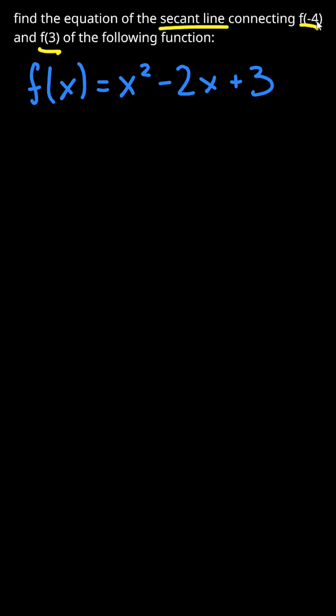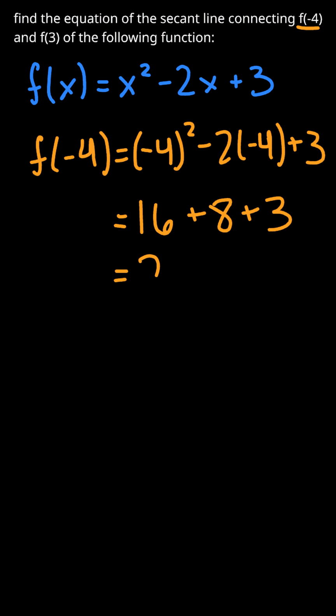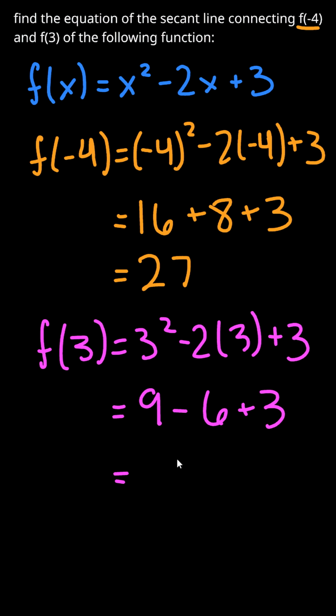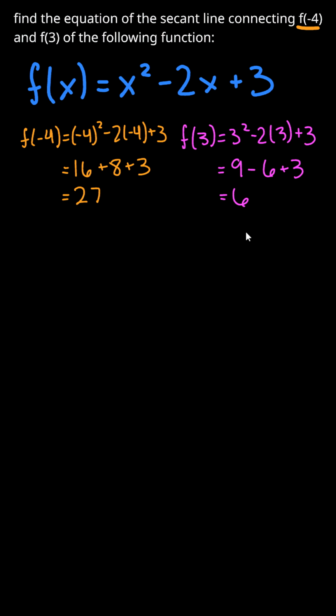We're given 2 values. First, we need to find f of -4. And if we plug in -4 into our equation, we get a value of 27. Now we're also going to find f of 3. And in doing so, we get a value of 6. Now it may not look like it, but these 2 things actually tell us critical information.